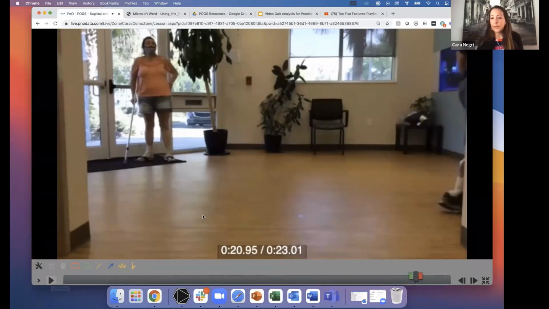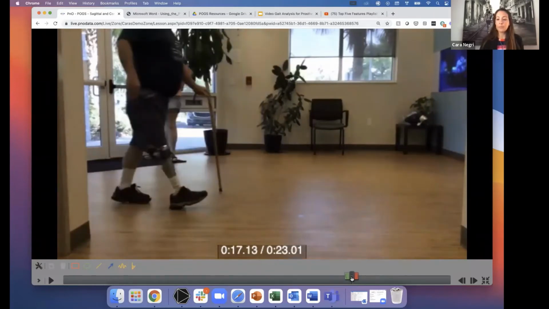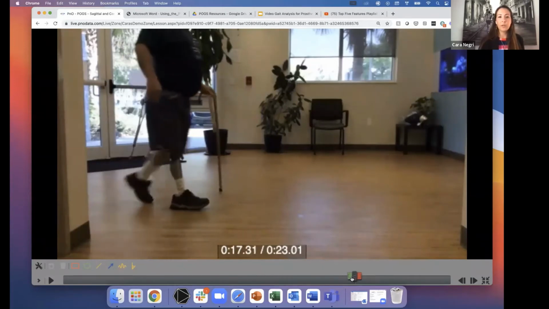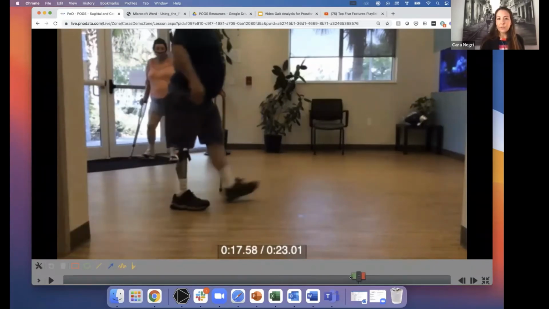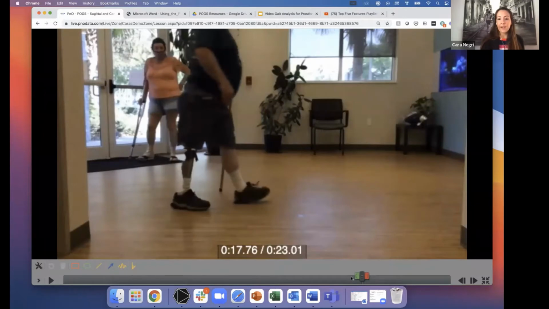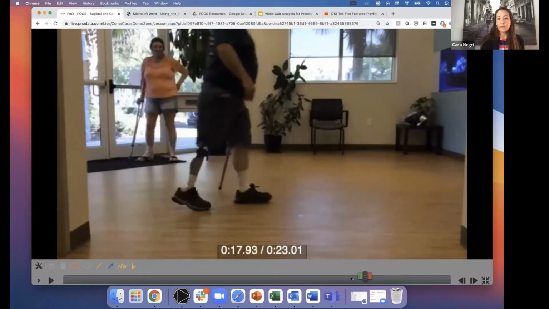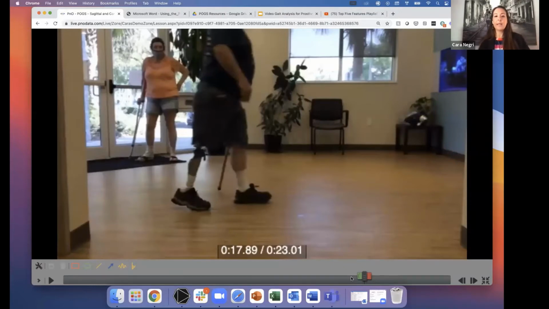All right, so let's go back and look for his peak hip extension. Again, I'll use these little toggle tools to go frame to frame and look for when he might start flexing that thigh. Still extending, still extending. And now he's about to bend his knee. So I would take my angle from right around here.